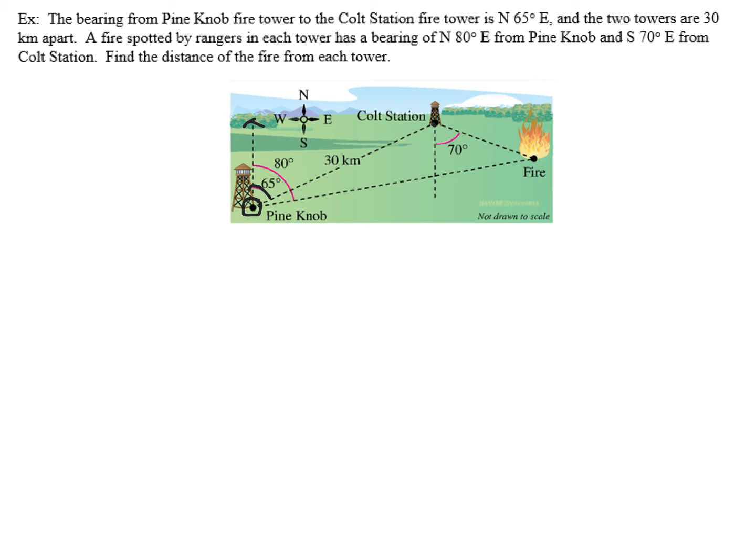A fire is spotted by rangers at each tower, has a bearing from north 80 degrees east from the Pine Knob. So go back to our original location. That's right here. Face north, 80 degrees to the east. That's where the fire is. Okay? So we have two different bearings from the Pine Knob Tower. One to the Colt Station, one to the fire. Now, the last direction that's given is the bearing from the Colt Station, right? A little bit different deal here: it's given in reference to south and then goes 70 degrees to the east, okay?